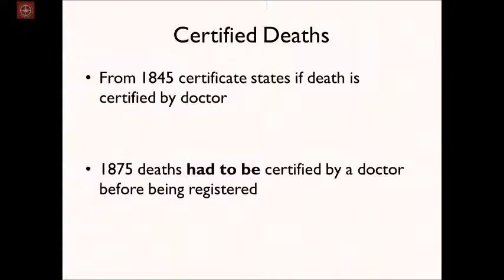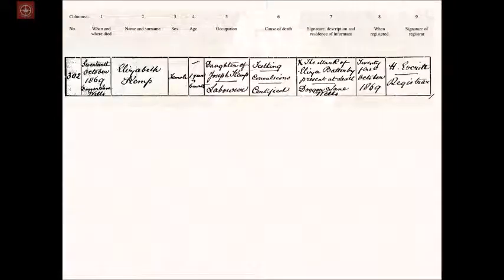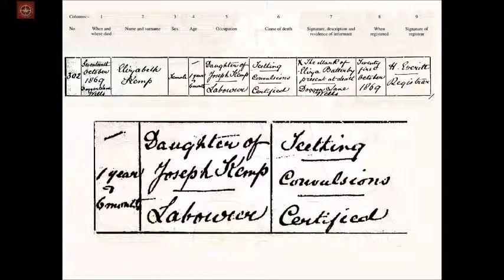However, despite this attempt to tighten up the terminology used on death certificates and also to make sure that all deaths were certified, some of the causes of death on certificates remain worryingly vague and very confusing right into the early 20th century, and you'll be quite surprised at how vague some of this terminology is. For example, here is the death certificate of baby Elizabeth Kemp, and baby Elizabeth sadly died of teething and convulsions. A child cannot die of teething and it cannot die of convulsions. What we have here are the symptoms. And many causes of death are actually describing the symptoms, not the actual cause of death.